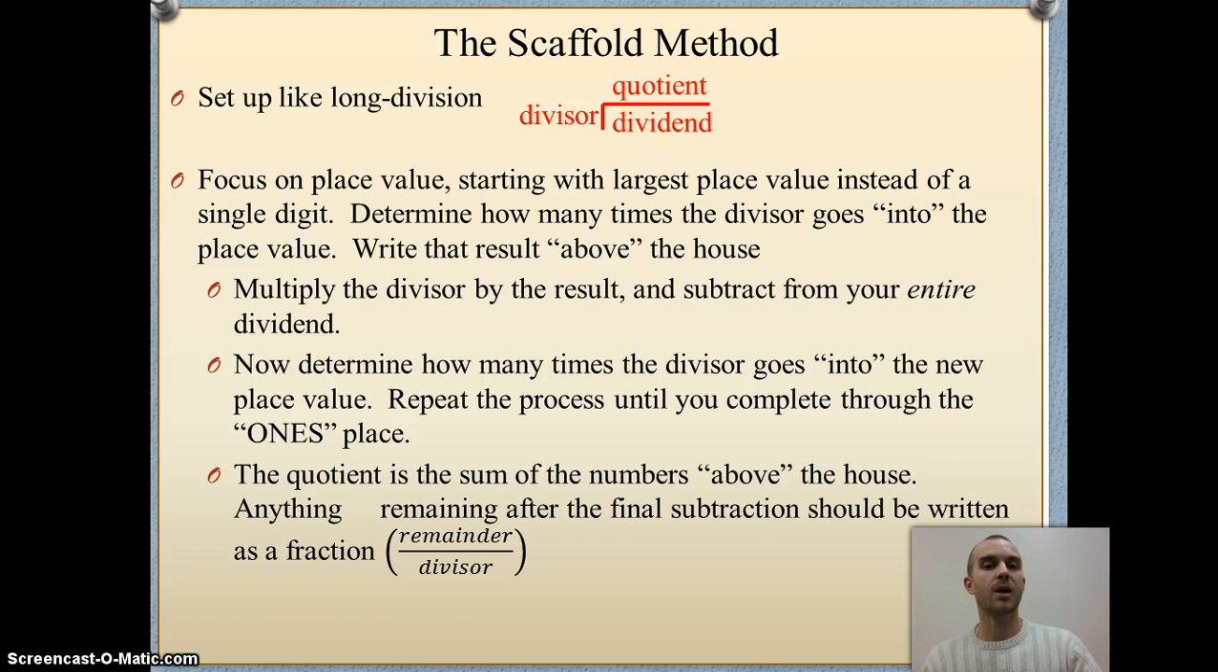Now there's another method that's very similar called the scaffold method, except it makes us think about place value. We're always thinking about how many hundreds, how many tens, and then how many ones can I pull out. In essence, 100 times 11, 200 times 11, 300 times 11, 400, and then 10 times 11, 20 times 11, 30 times 11. So looking at each of those place values to pull out the numbers.